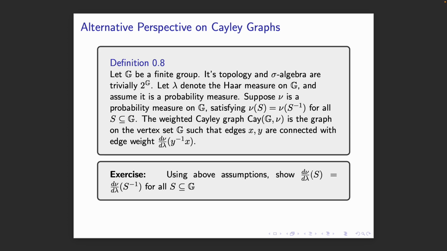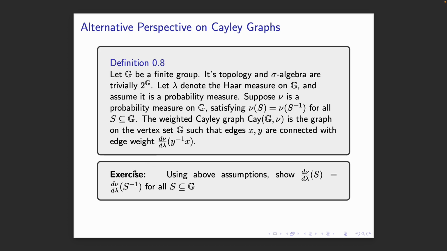The weighted Cayley graph, which I'm going to call K of G nu, is the graph on the vertex set consisting of the group elements, such that the vertices x and y are connected with the weight d nu d lambda of y inverse x.